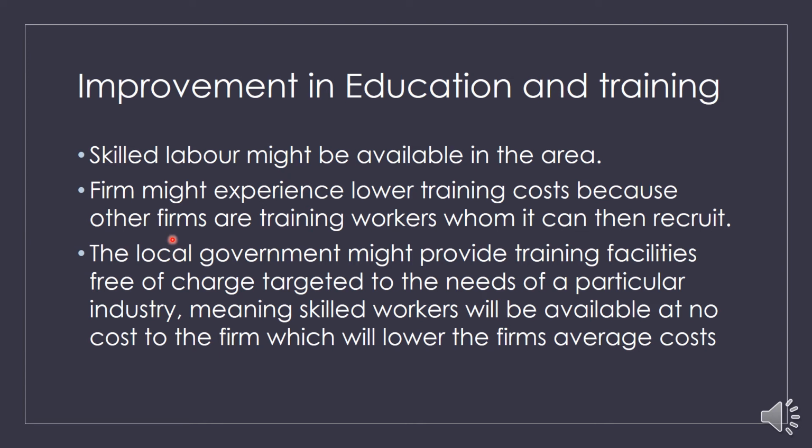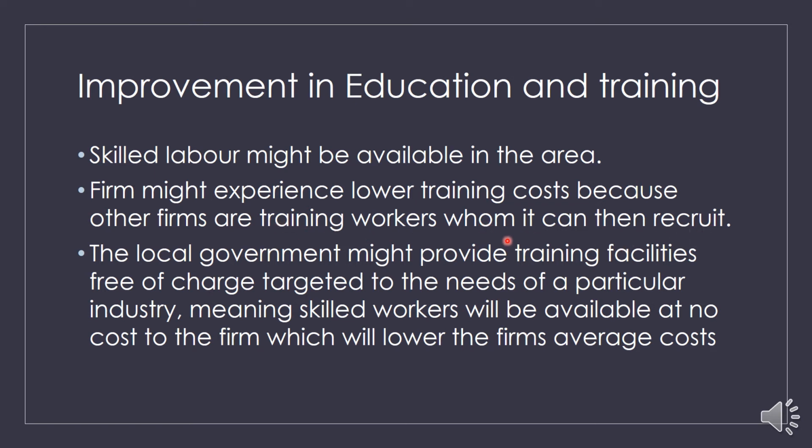That is the most important factor. We know that this is a supply side policy. In the same way, skilled laborers might be available in the area. If education and training become well developed, you can easily get skilled laborers. The firm might experience lower training cost. The people are already trained well, so training cost will be lower, because other firms are training workers whom it can then recruit.